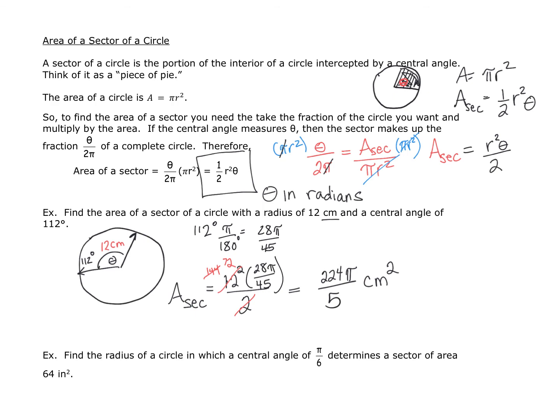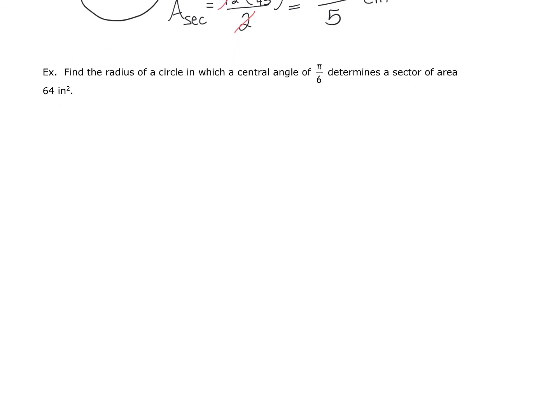Okay, last example is we want to find the radius of a circle in which a central angle of pi over 6 determines the sector of area 64. So again, we're going to use this formula that the area of a sector is 1/2 r squared theta. And in this case, we know the area of the sector is 64. We're looking for our radius. Our theta is pi over 6 over 2. So I'm going to multiply both sides by 2.